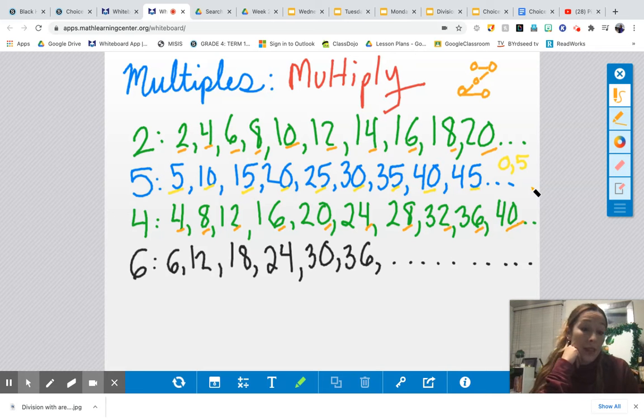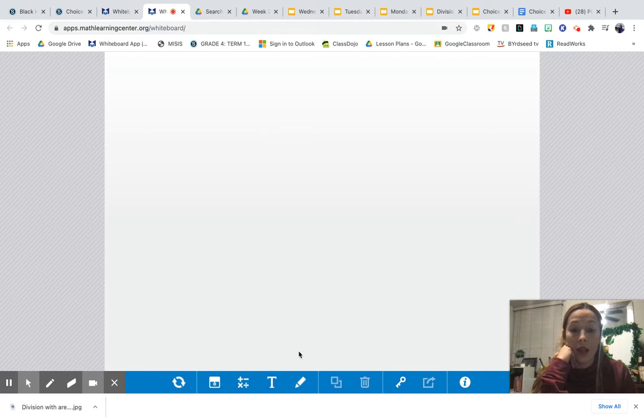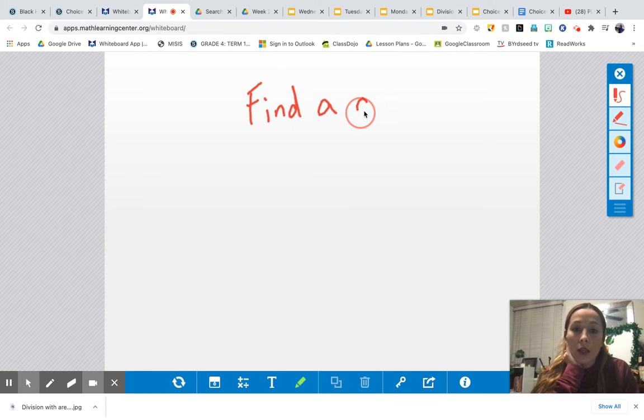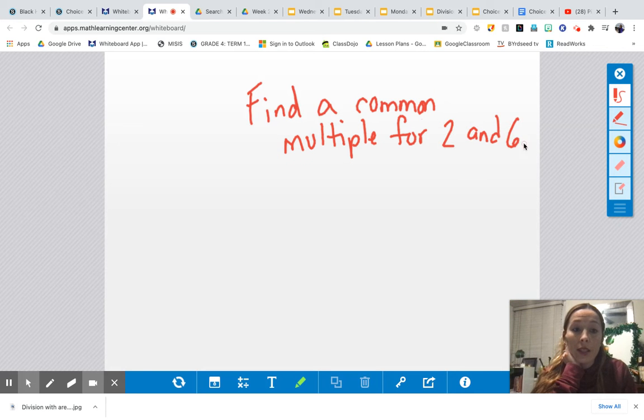But that's it. Multiples just means multiplying by a number and skip counting everything you've got from that number. So here's an interesting challenge: when you find a multiple of two different numbers. So let's say I'm given a problem that says find a common multiple for, let's say, 2 and 6.